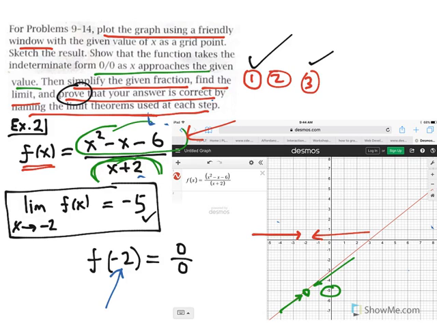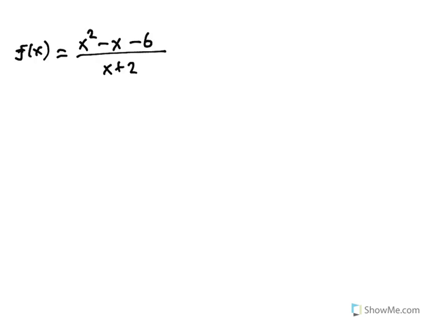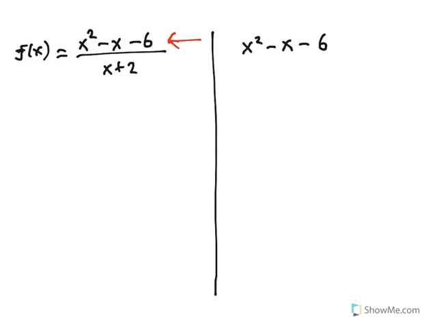And that would prove our answer to be correct, because the limit theorems are based on the epsilon delta definition of limit. Thus, our answer would be justified analytically. So we'd like to simplify this function by factoring the numerator and then canceling the common factor of x plus 2 that we will have in the numerator as well as the denominator. So how do we factor x squared minus x minus 6?